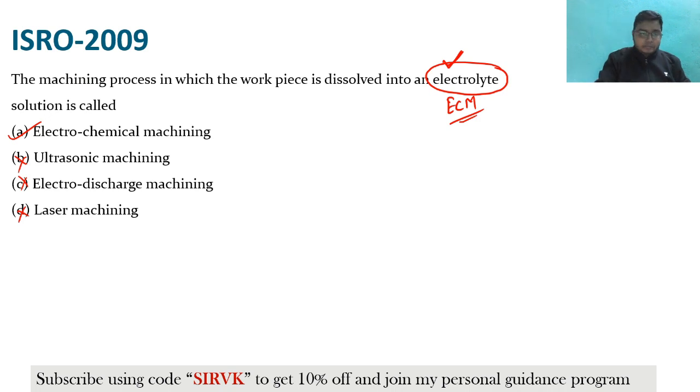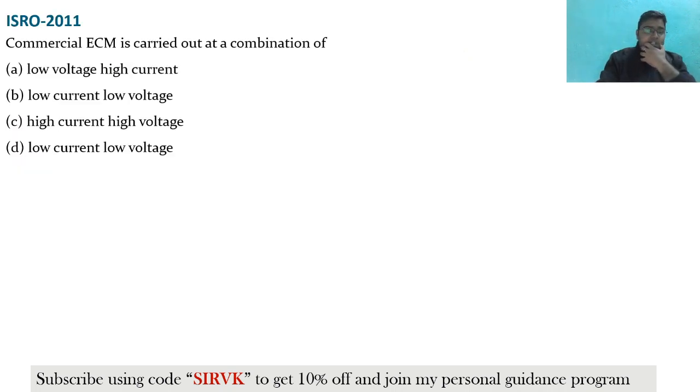Fine. Next question is the ISRO 2011 question. Commercial ECM is carried out at a combination of. Now see here, if you remember what I have told you, in that a very high amount of current is given and a very low amount of voltage is given. So basically ECM is a low voltage and high current process. Okay, low voltage and high current process. These things we have seen.